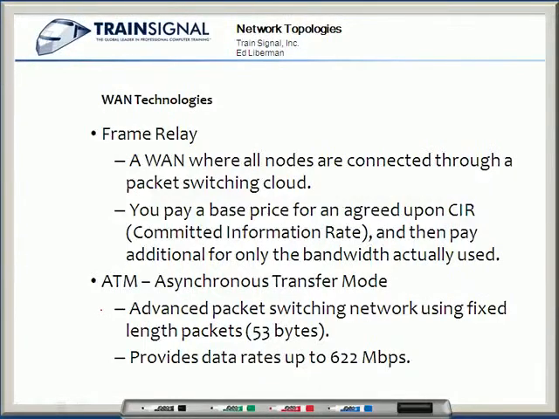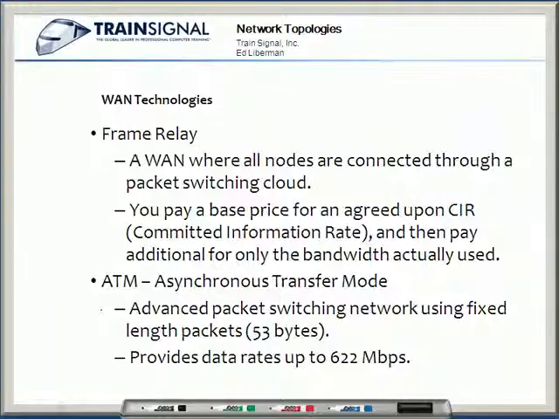Now, another one that's somewhat similar is something called ATM. No, not automatic teller machine, not where you go to get money, but asynchronous transfer mode. This is an advanced packet switching network which uses fixed length packets. They're actually 53 bytes in length. Every single packet, no matter how big the data is, is going to be divided into 53 byte packets, and it can provide data rates up to 622 megabits per second. And actually, it has been known to be double that, a little over a gigabit through compression.